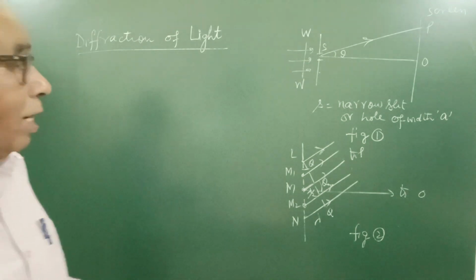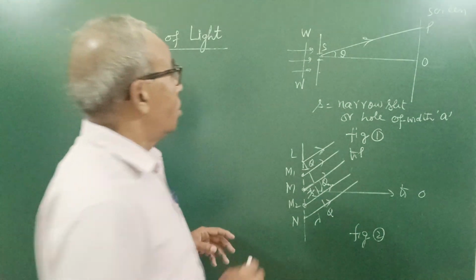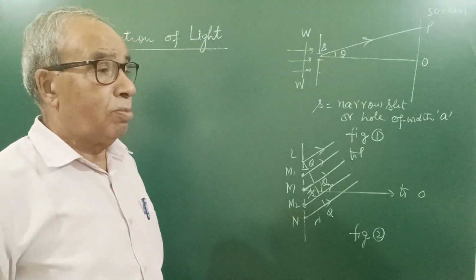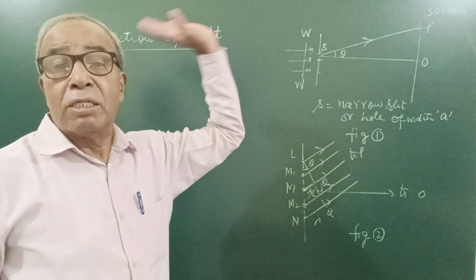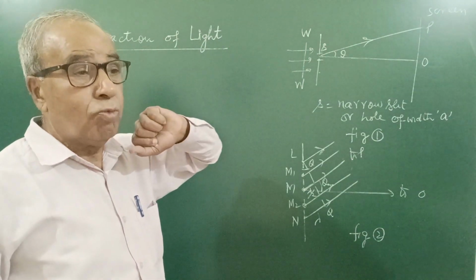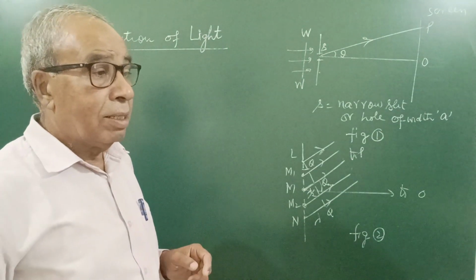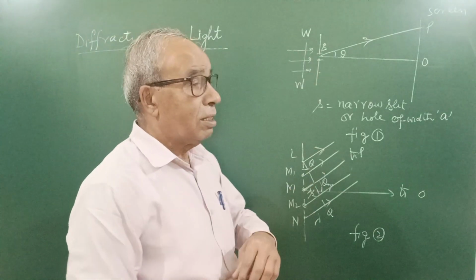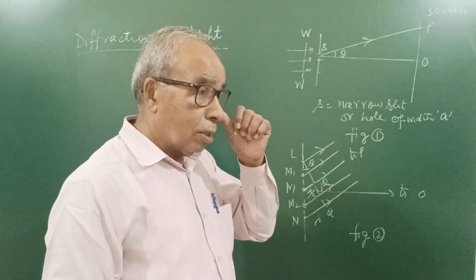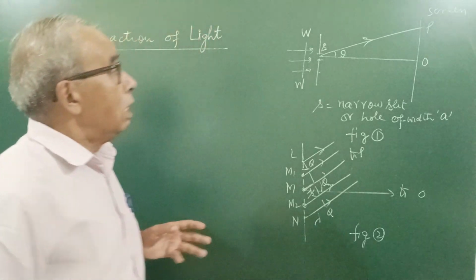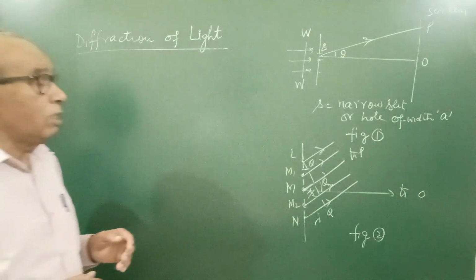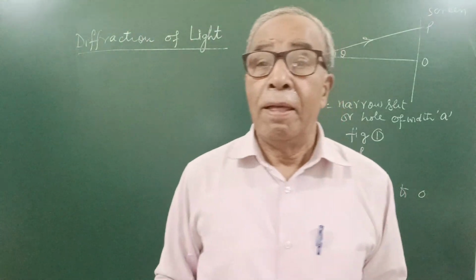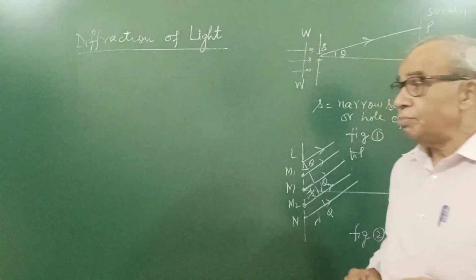Now, I told you that in case of sound, diffraction is commonly observed because the condition is that the size of the hole or slit should be of the order of the wavelength. Sound wavelength is of the order of a certain meter, while the wavelength of light is a certain thousand angstrom. So, in light, diffraction is not commonly observed. You can observe here, if you want to understand.